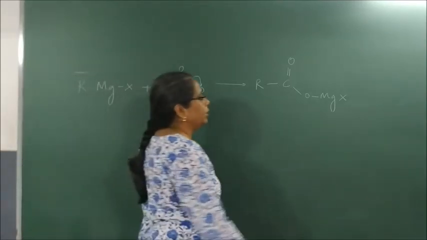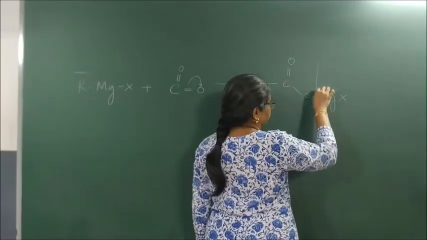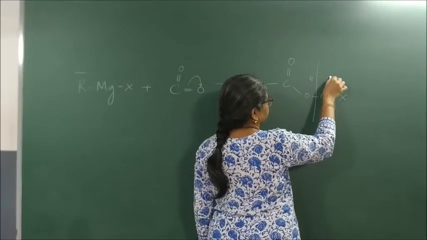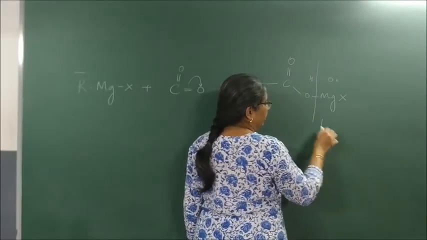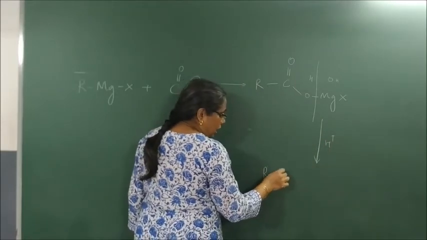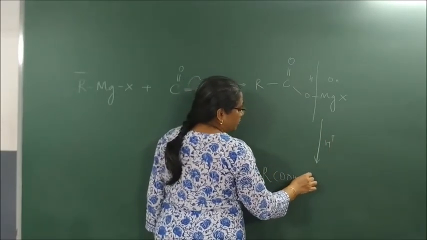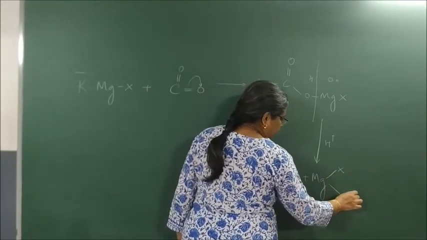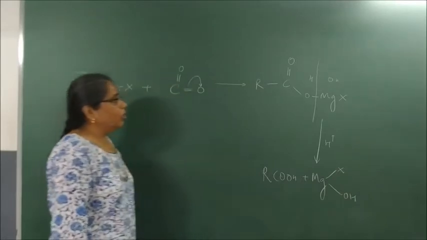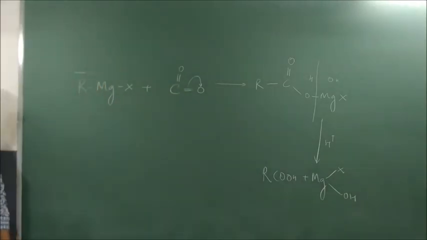Now when I do acidic hydrolysis, in presence of H plus ion, I will get what? RCOOH plus MgX and OH. I'll get what? RCOOH plus MgX and OH. Clear? Understood?